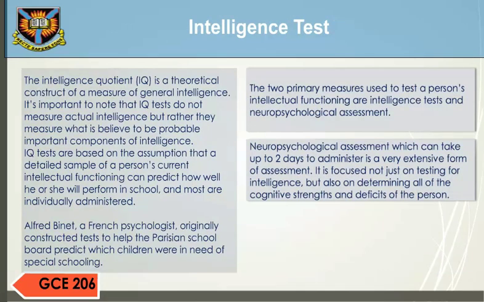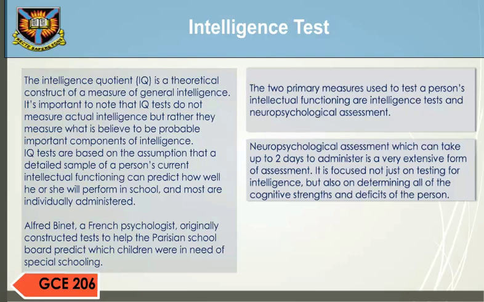Intelligence tests. The intelligence quotient, IQ, is a theoretical construct, a measure of general intelligence. It is important to note that IQ tests do not measure actual intelligence, but rather they measure what is believed to be probable important components of intelligence. IQ tests are based on the assumption that a detailed sample of a person's current intellectual functioning can predict how well he or she will perform in school, and most are individually administered.